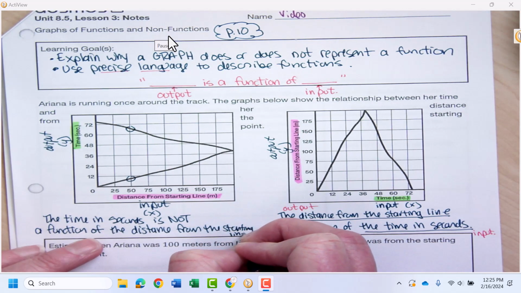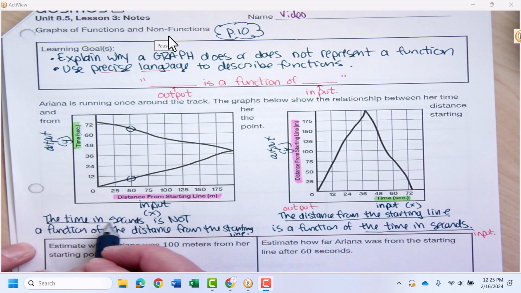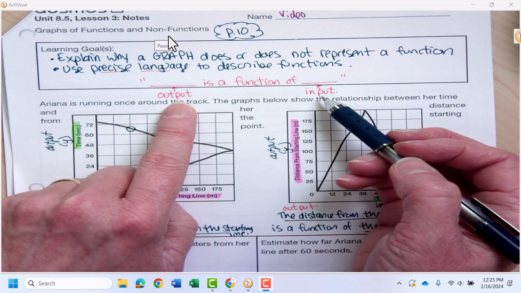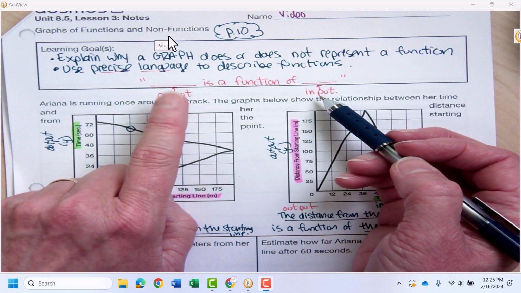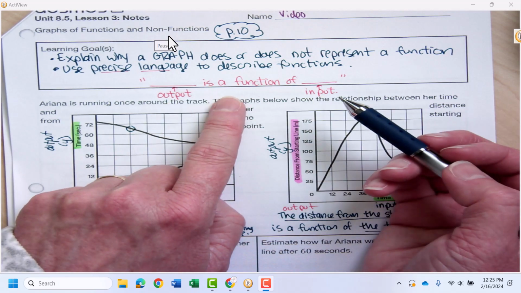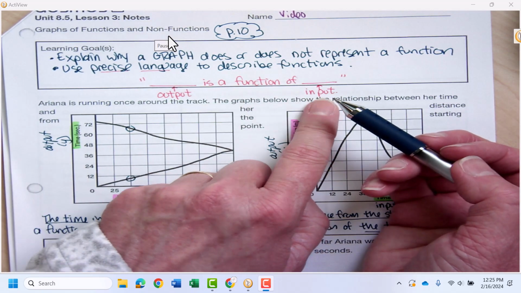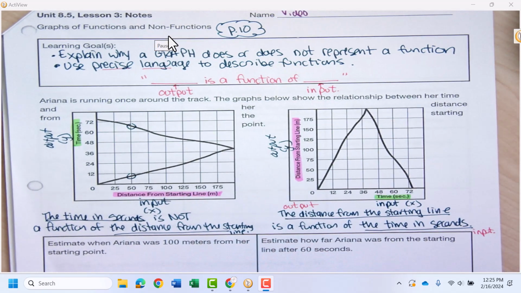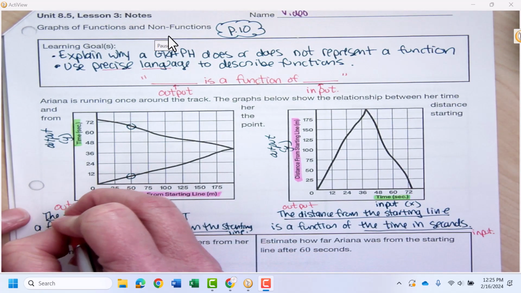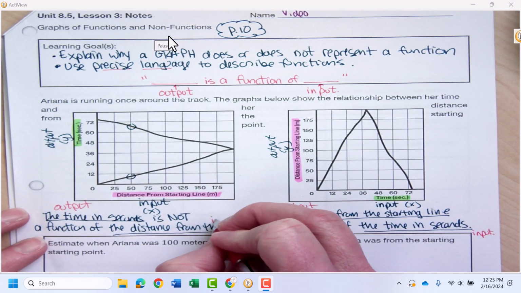Running out of room. Okay, so that's the output. This is the input. That's how our statement's always going to go. Whatever you're calling the output is what you're going to put first, and that is or is not a function of whatever you're calling the input, your x values. So one more time, output comes first, and then input comes last.